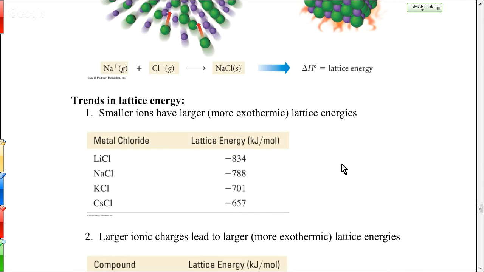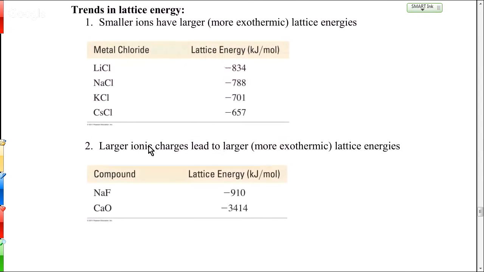The other effect on lattice energy is that the larger the ionic charges, the larger the lattice energy. And this difference is much bigger than the size difference. So a +1, -1 type of lattice is not going to be as strong as a +2, -2 lattice by a lot. Why do you think that is? They have stronger connection. Yeah, the stronger attractions.